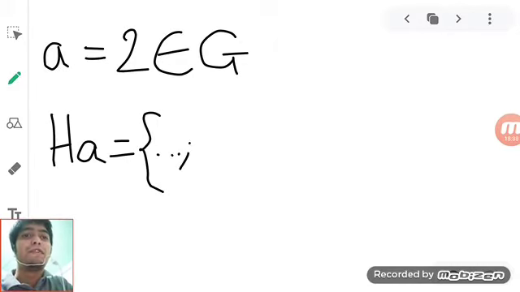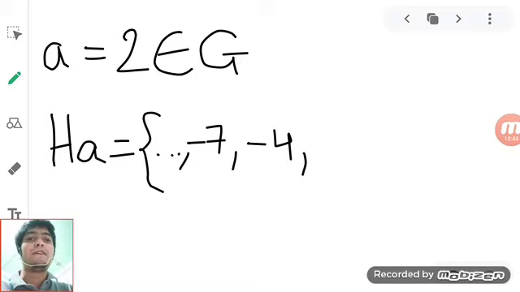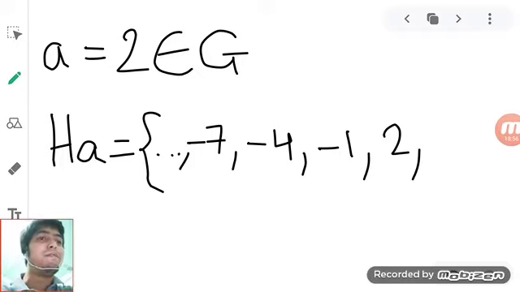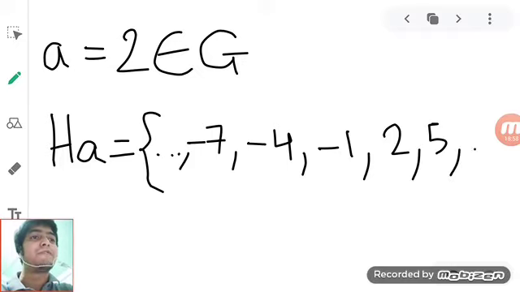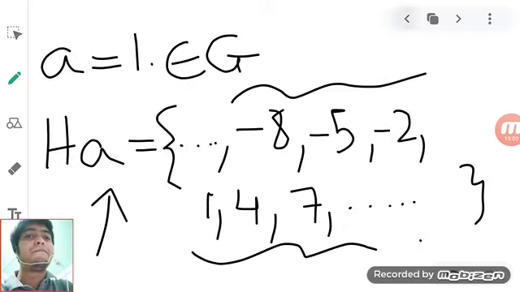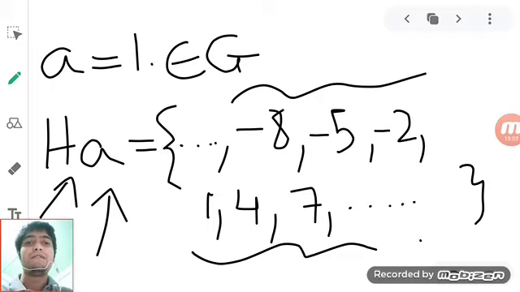Minus 9 plus 2 will give you minus 7. Minus 6 plus 2 will give you minus 4. Okay, and minus 3 plus 2 will give you minus 1. 0 plus 2 will give you 2. 3 plus 2 will give you 5, and so on. Okay, it continues. Now again, just see, is this one equal to this?